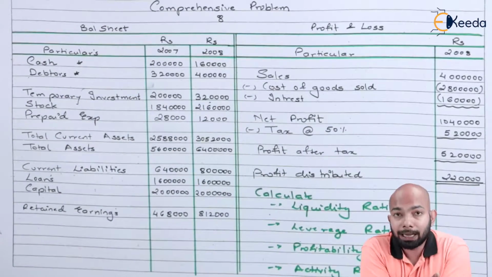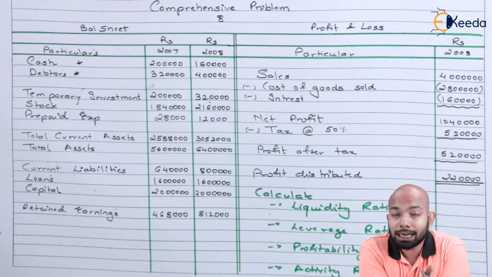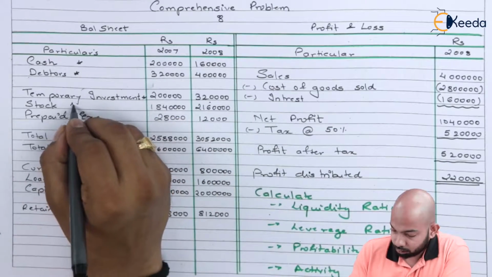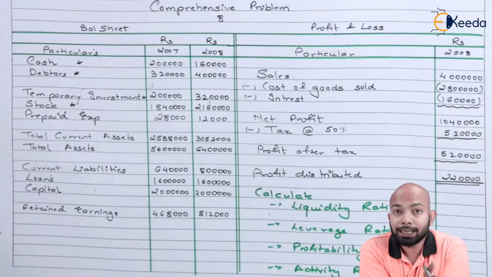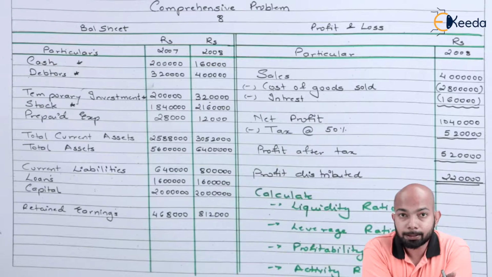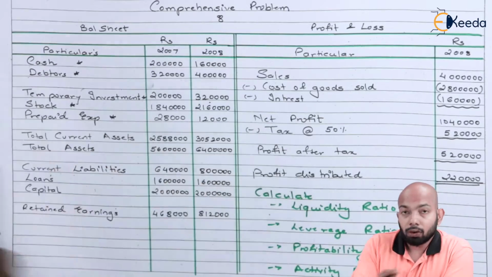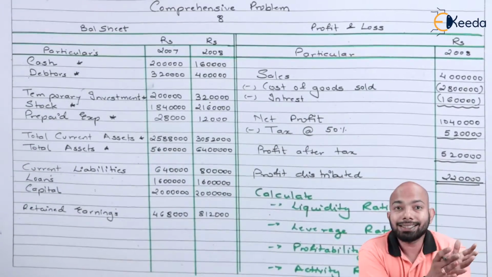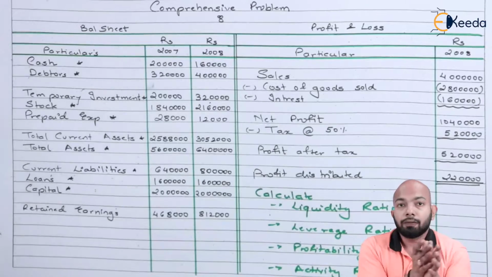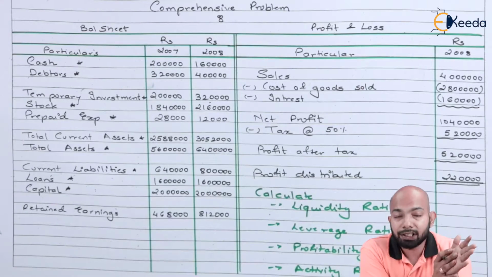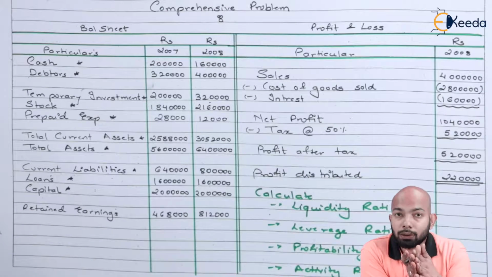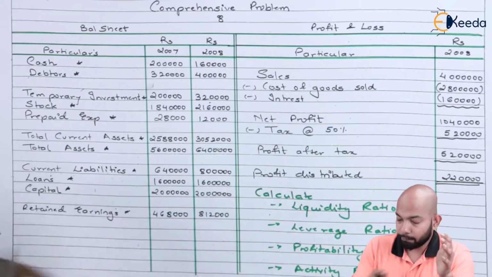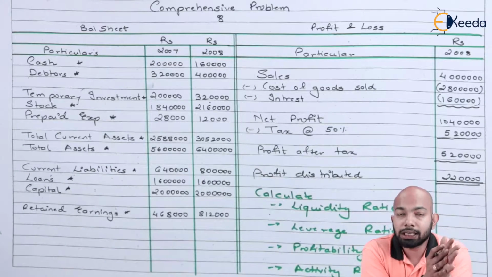We have cash and debtors balance for 2007-2008. These are the items related to the balance sheet. We have temporary investment and stock items along with the preliminary expenses, or rather prepaid expenses here. We have the total of all current assets and total assets as well. We have current liabilities, loans and capital balance mentioned for the years 2007 and 2008, and we have the retained earnings balance as well. So this comprises the balance sheet items.